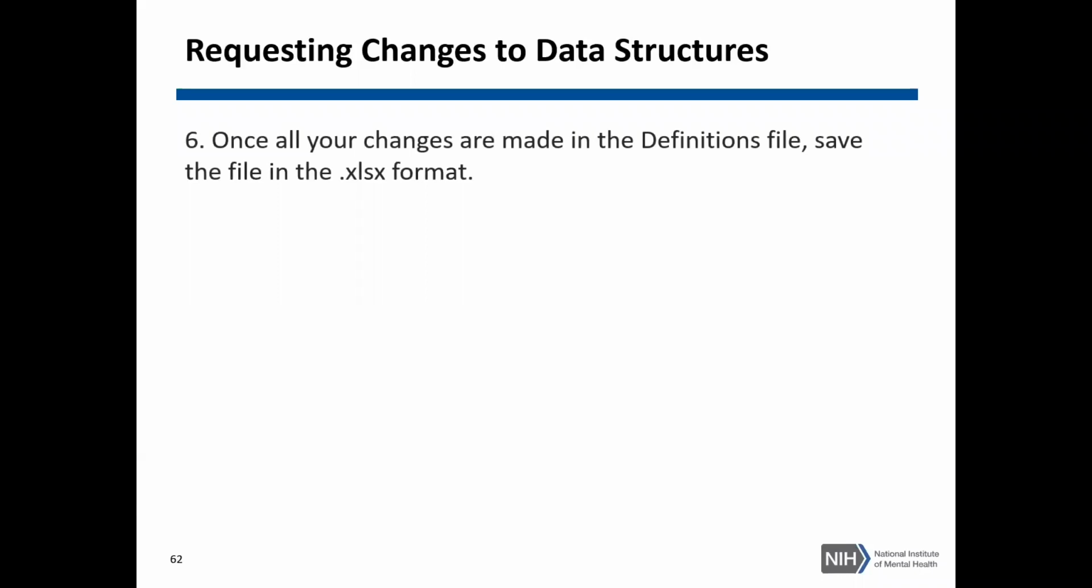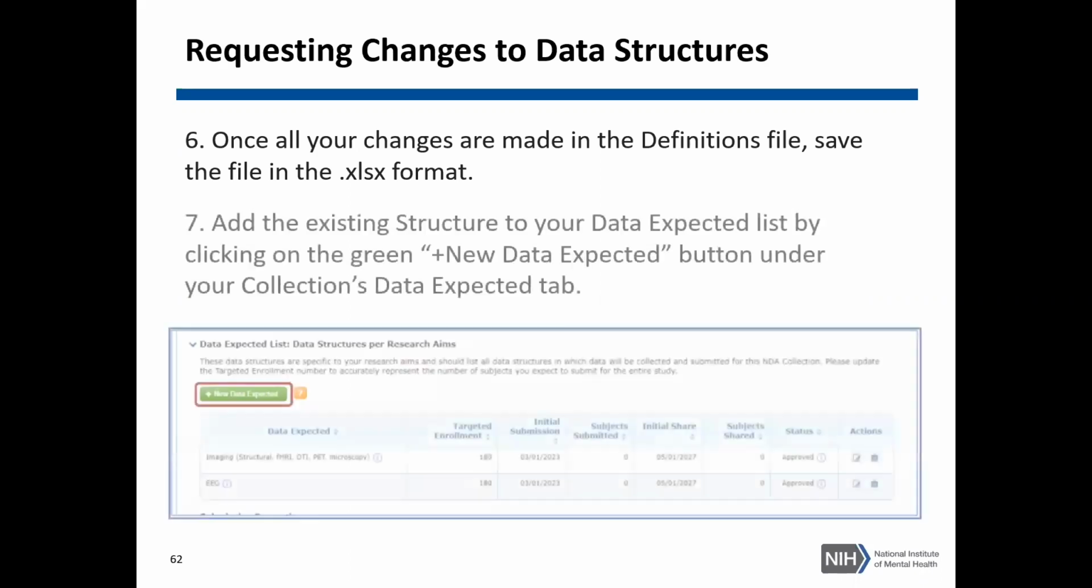So once you've formatted all of your requests in the definition file, save that file in an Excel format. And it's important to save it in this format rather than a CSV because it ensures all of that highlighting and color coding is saved to the file. And then the remaining steps should look pretty familiar.